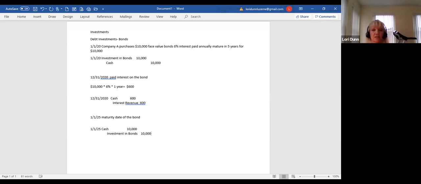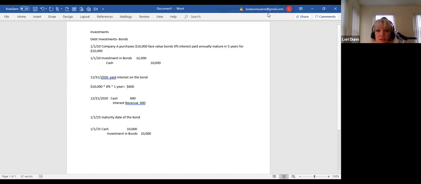So that's a very basic example of what happens when an investor buys a bond. And this is the perfect scenario because they buy their bond at face value, they receive interest over the life of the bond, and then they get their money back at the end. An accountant's dream. Are there any questions on any of those journal entries? Because now, of course, you know we're going to kick it up a notch.